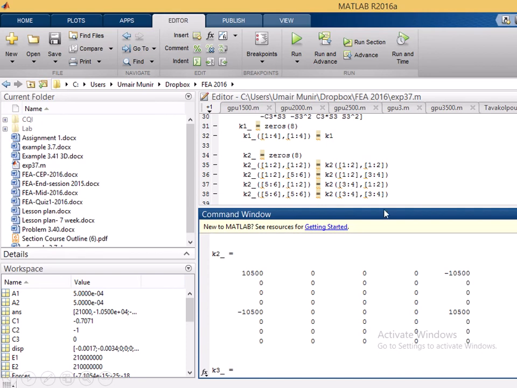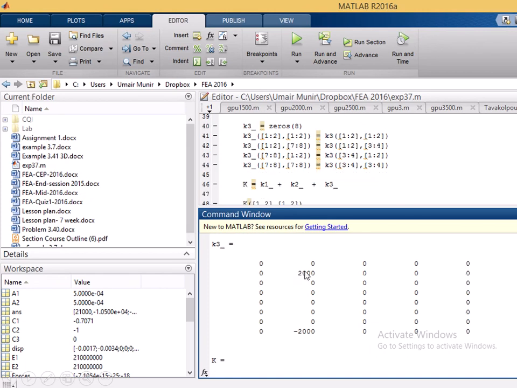we are calling 5:6, meaning 5 and 6 column, and 5:6, meaning 5 and 6 row. So we are calling these four elements equal to the third and fourth column and third and fourth row of the K2 matrix. So in this way we have fitted the K2 local stiffness matrix into the K2 underscore matrix.